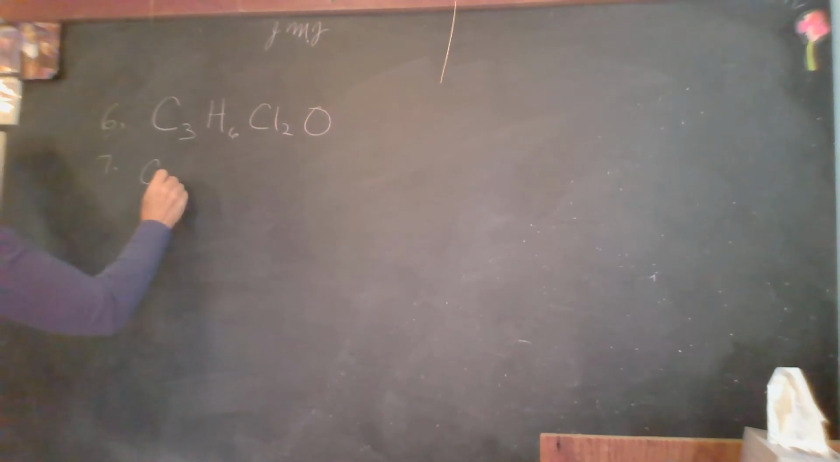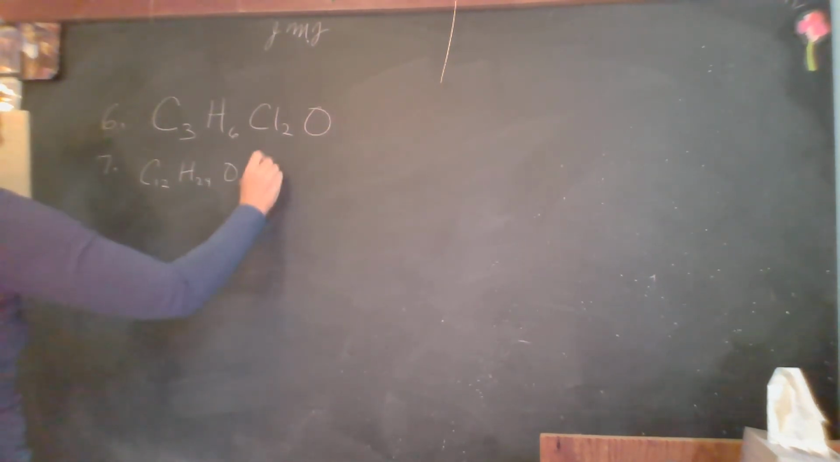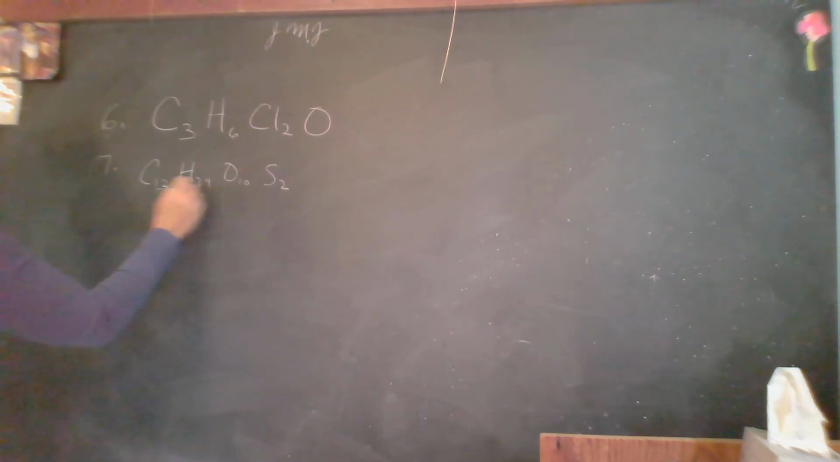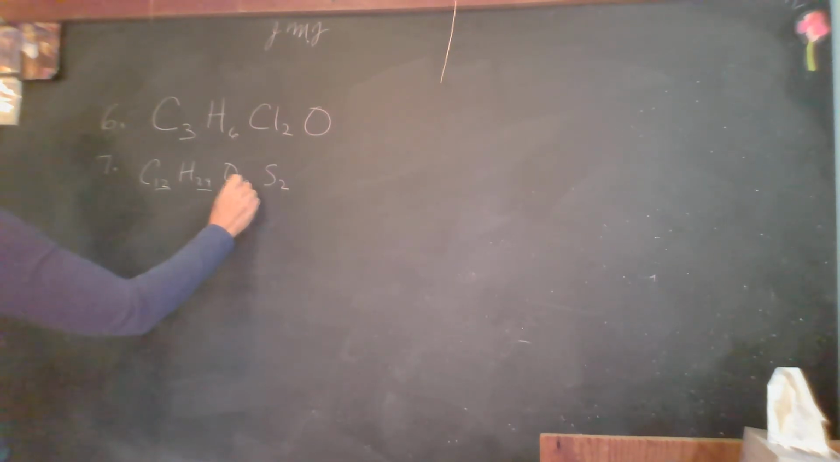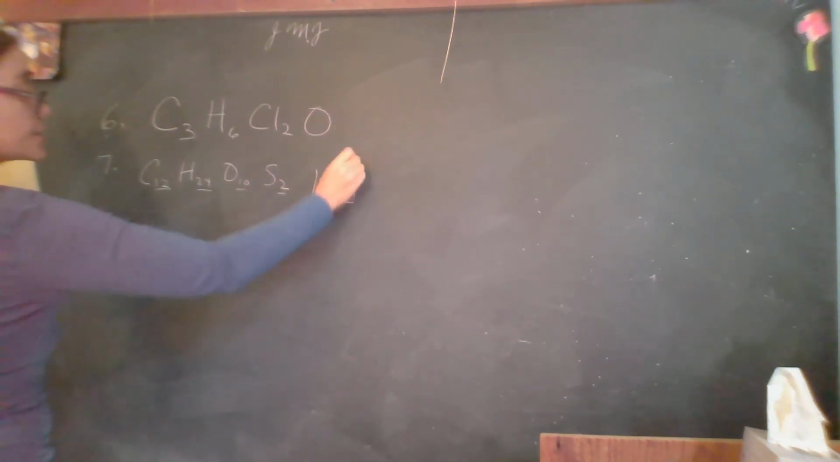How many total atoms are in one molecule of C12H24O10S2? Okay, so we add up these numbers. 12 plus 24 is 36. Plus 10 is 46. Plus 2 is 48 atoms.